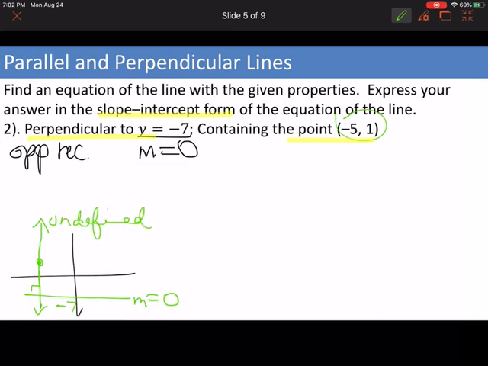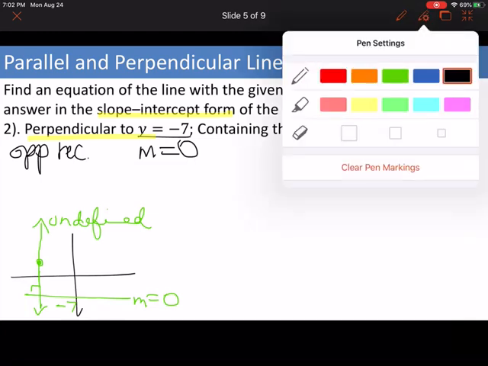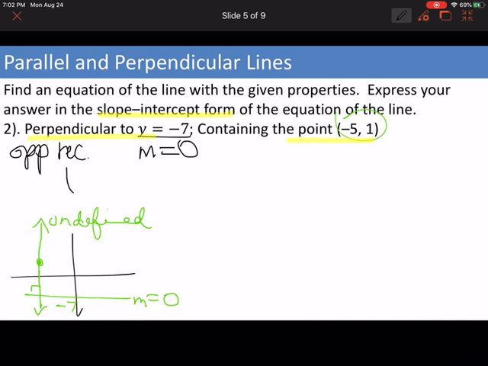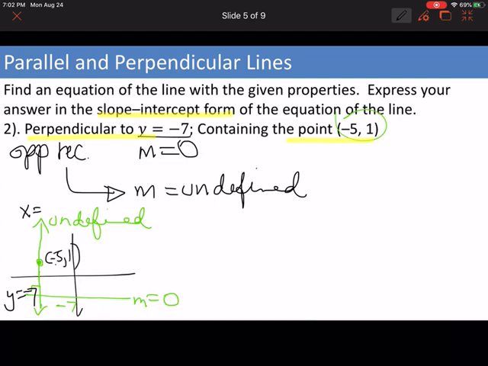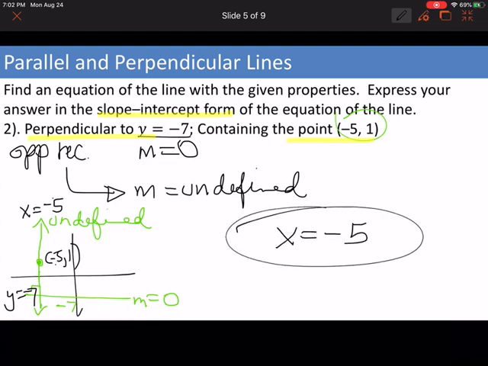And we remember that's a special line. We talked about that last time. So then our new slope here, the opposite reciprocal, the slope would be undefined. And because it's undefined, then I know since this is y equals -7, this would be an x equals. And since it's going through this point, it has to have the same x value. So the equation of this line would be this.